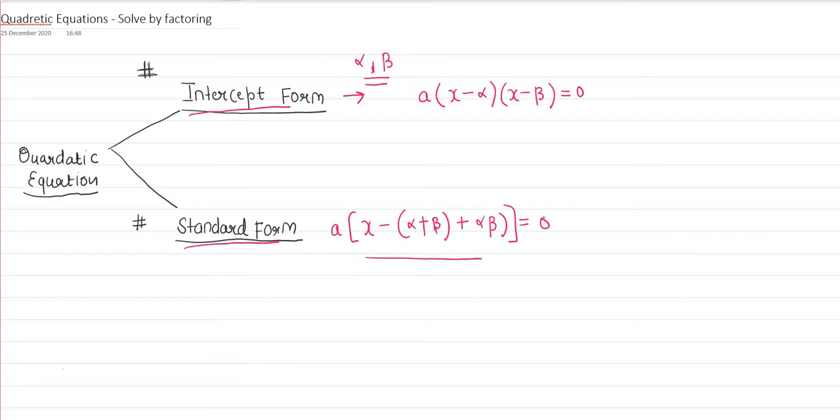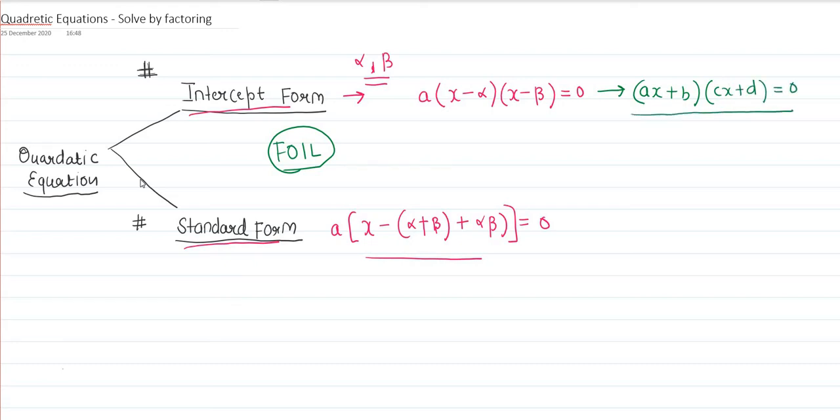But there is a different way we can write the intercept form and the standard form, and this is basically called the FOIL method, right? So we will write the intercept form as (ax plus b) into (cx plus d) is equal to 0. I will explain it further through an example as in how it is useful.